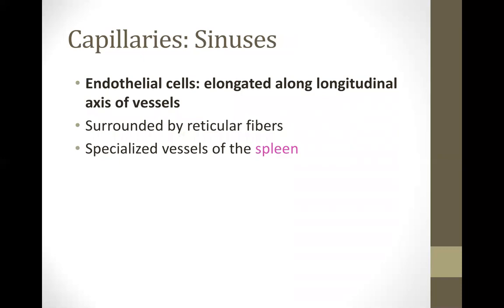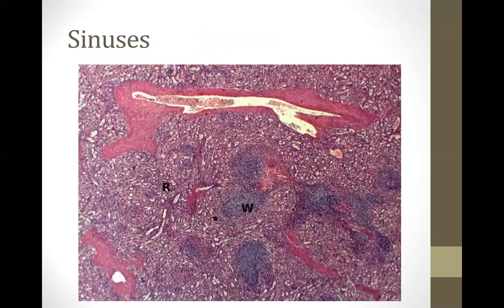And lastly, are your sinuses. Okay? Endothelial cells. Yung sinusoids are found at the liver. Your sinuses are found at the spleen pala. Okay? The endothelial cells at the sinuses are elongated along the longitudinal axis of vessels and are surrounded by reticular fibers. So specialized vessels are found at the spleen. They are categorized as sinuses. Okay? Not sinusoid. Sinuses. Ayan.